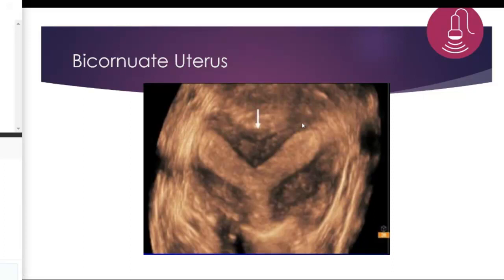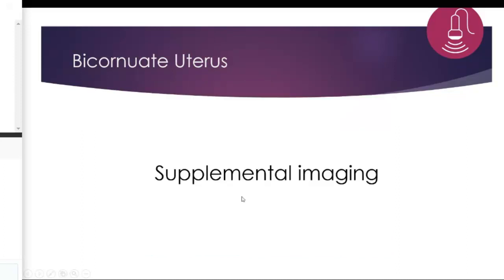Ideally, when imaging a uterine anomaly like a bicornuate or unicornuate, the imaging should be done during the secretory phase of the endometrial cycle. So this is when the endometrium is the thickest and it's the most pronounced. So you're able to see those cavities much better when that patient is in that secretory phase.